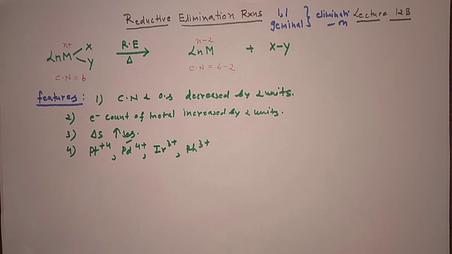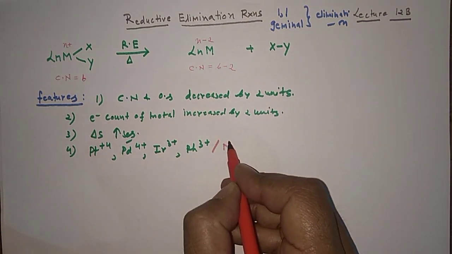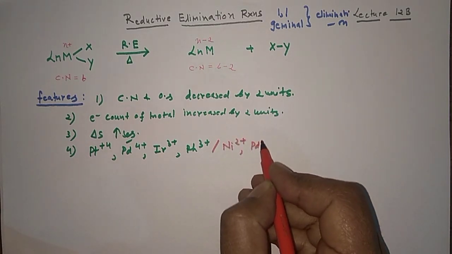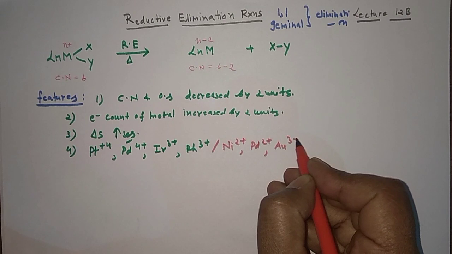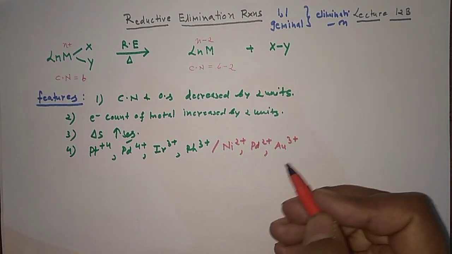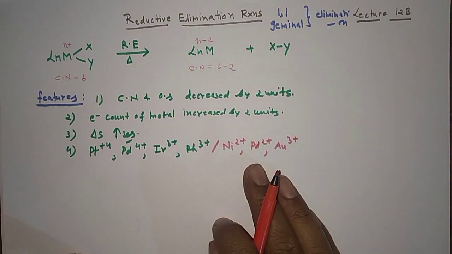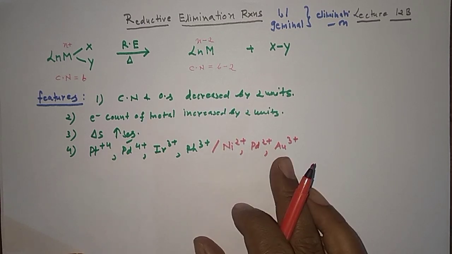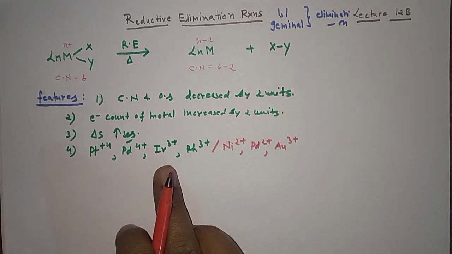And one more important thing: these reductive elimination reactions are not limited to the higher oxidation states, but sometimes in various cases you may have nickel 2 positive. It may also give this kind of reaction. Similarly, palladium 2 positive can also give this kind of reaction, right? And then you may have your gold, and many more, right? Very, very important, these things you have to understand. So all these can decrease their oxidation state by 2 units, and this is true for these also. So this is very important.